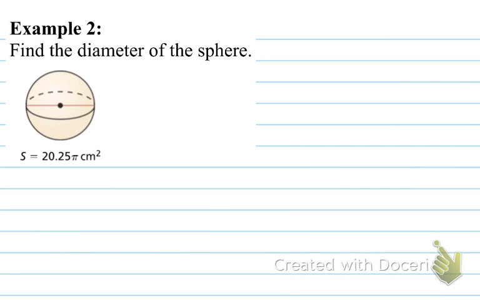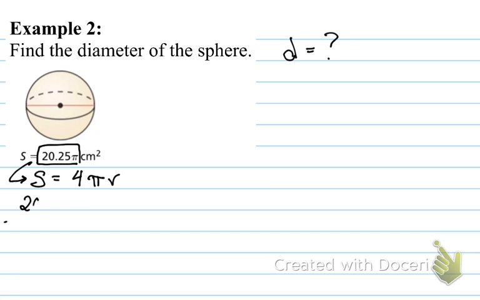All right, here's a slightly different problem. Find the diameter of the sphere. They tell us my surface area is 20.25 pi, and we're trying to find the diameter. So don't lose track, we're trying to find the diameter. If you remember, a diameter is 2 radii. So let's use the surface area formula to find the radius. I know that this here is the surface area, so let's replace it for my S right there.